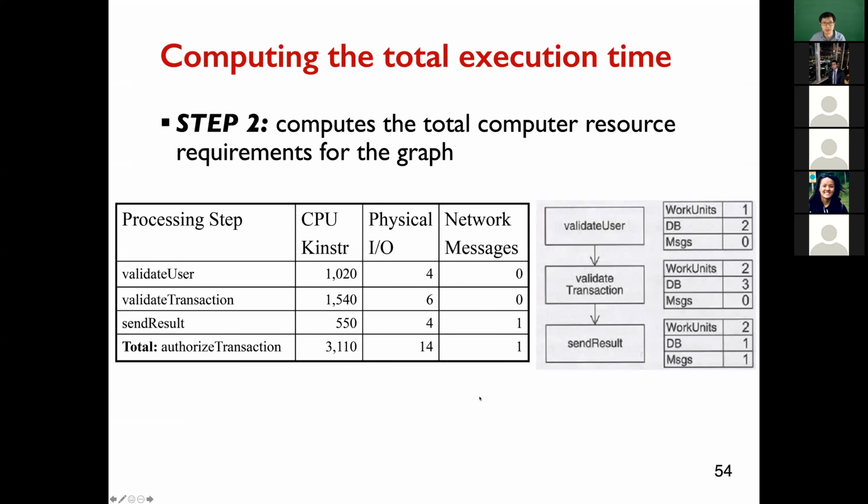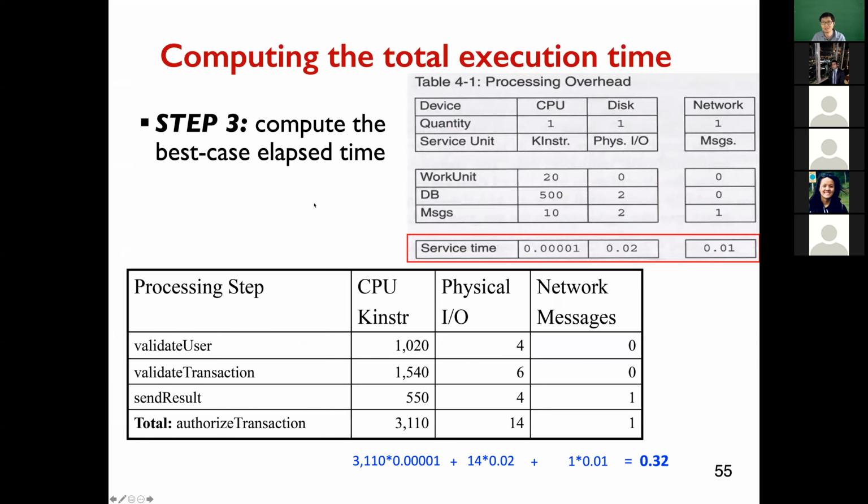Finally, we compute the executing time. This executing time is a best case time because we don't consider lots of extra details. We just consider it in a simple way. So we have the total hardware resource usage, and for each of them we know the basic service time per unit. So we just add them together and we get a result of 0.32. So 0.32 is the executing time of the entire graph.